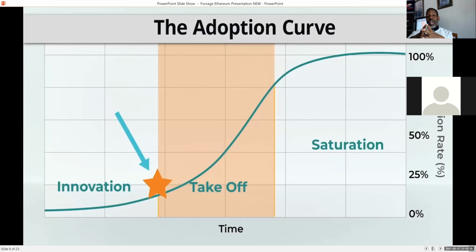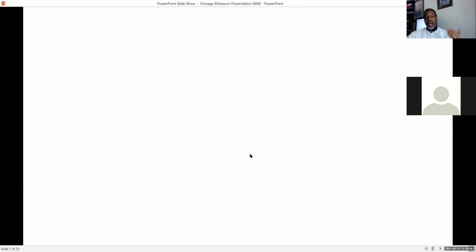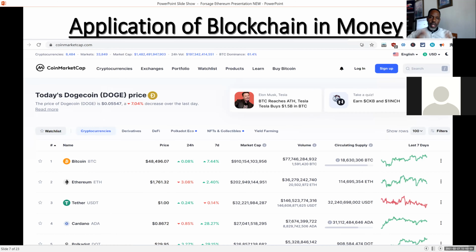Currently, as far as cryptocurrency or this blockchain technology is concerned, we have just completed what we call the innovation stage. We are now in what is called the take-off stage. And of course, in any adoption curve, there will come a time when we will reach what is called the saturation stage. So this is actually the time that anyone who wants to change their bottom line in terms of financial takeoff, you can take advantage of the takeoff stage, and you can change your financial status.